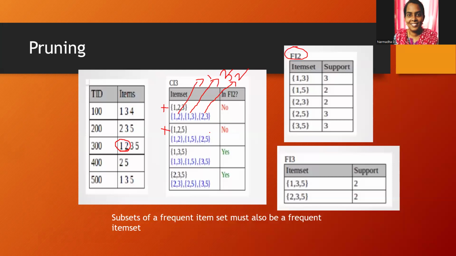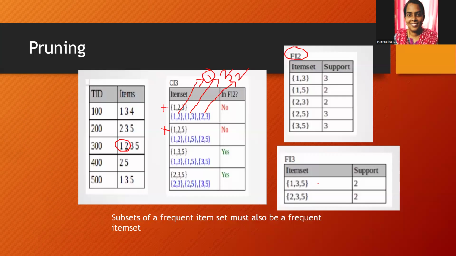On observing after generating the subsets, we see that for the first two item sets, the support count of 1, 2 is just 1. Therefore one of the subsets is infrequent, so we are going to eliminate the first two candidate 3 item sets. What is left over is 1, 3, 5 and 2, 3, 5. So from the candidate 3 item set, we are able to get the frequent 3 item set, these two.